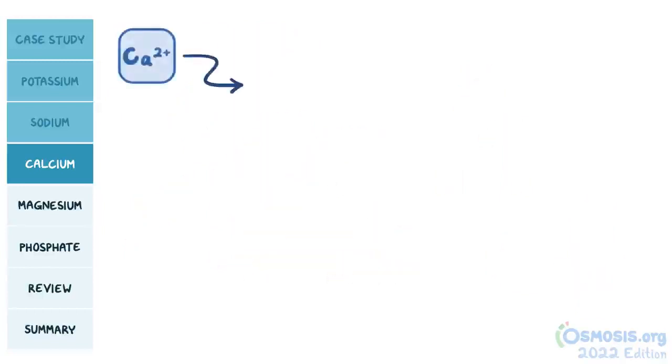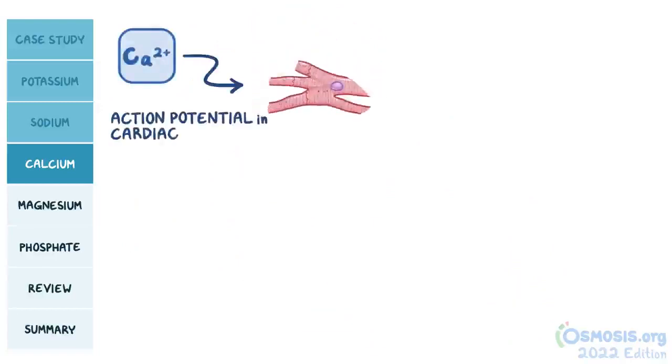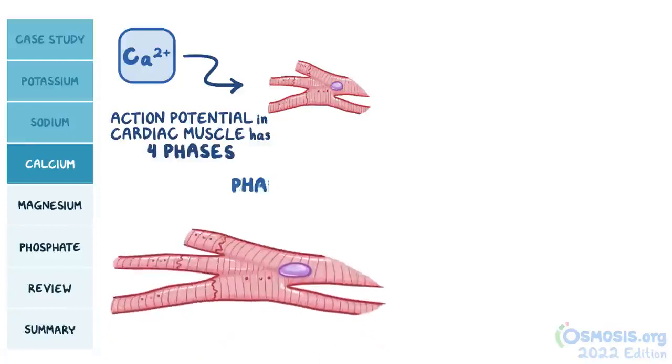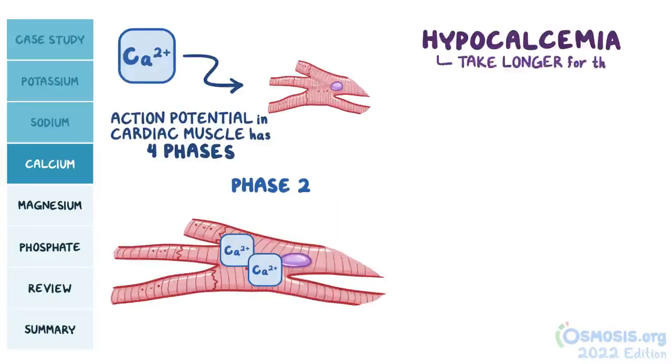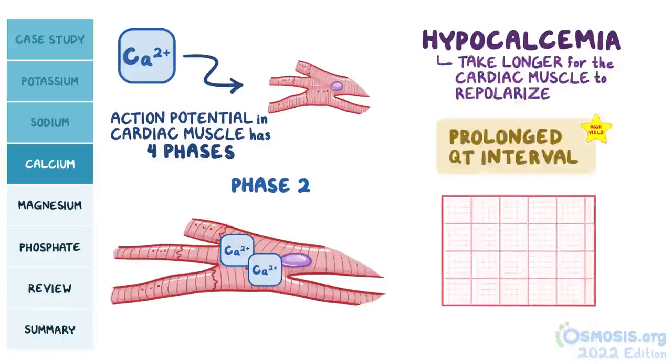Now, calcium is also important for cardiac muscle contraction. The action potential in the cardiac muscle has 4 phases. In phase 2, the cardiac muscle tries to repolarize and get ready for another contraction by letting more calcium into the cardiac cells. Well, in hypocalcemia, it will take longer for the cardiac muscle to repolarize. Now we can see this on the ECG as a prolonged QT interval, since QT interval accounts for both ventricular depolarization and repolarization.